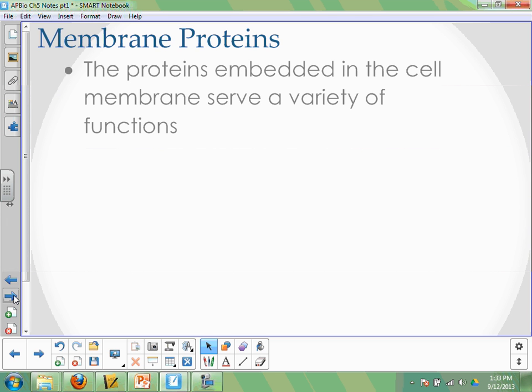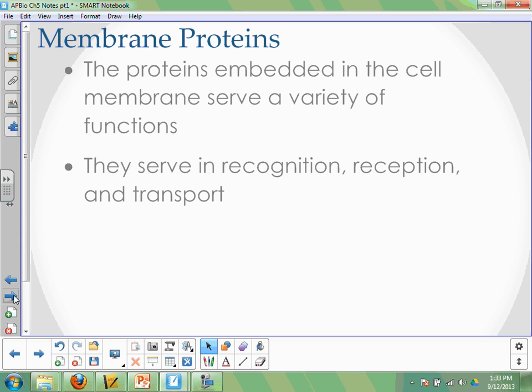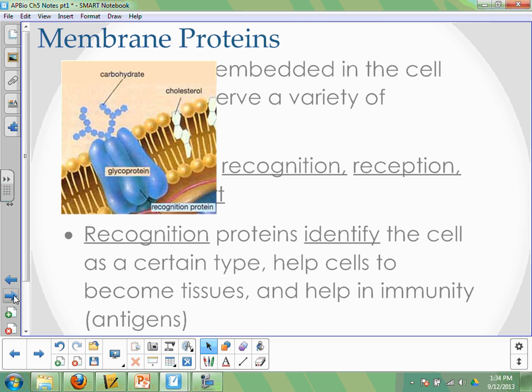Going back to those proteins that we find in the cell membrane. The proteins serve many different functions, and we kind of put those functions into three main categories. Those categories are recognition, reception, and transport. And we're going to talk about each one of those separately briefly here. We'll start with the recognition proteins.